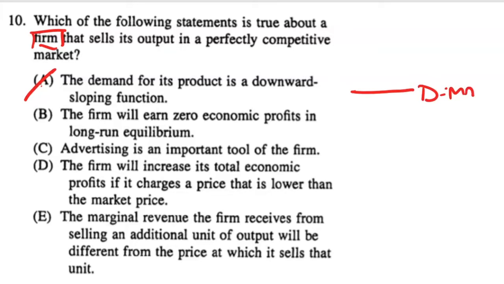B, the firm will earn zero economic profits in the long run. Well, that's true, right? In perfectly competitive market structures, in the long run, there is no economic profit to be made. So B as in boy is correct. Yet again, for the sake of exercise, let's go through the rest of the answer choices.